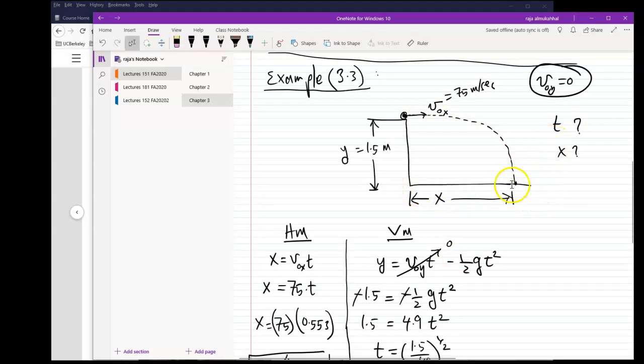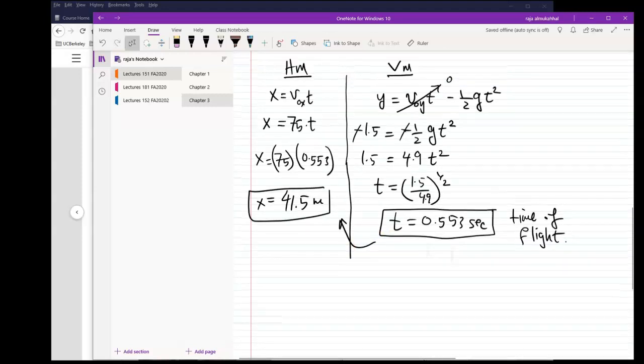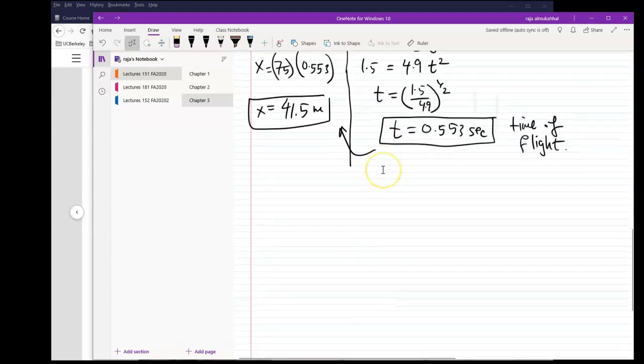And then the range, how far it's going to go and hit the ground here, it is 41.5 meters. Simple enough? Okay. Let me show you something else. Before I do another problem, I want to talk a little bit about the height. The height here for projectile motion is a little bit complicated, this y right here. I'm going to talk a little bit about it here.